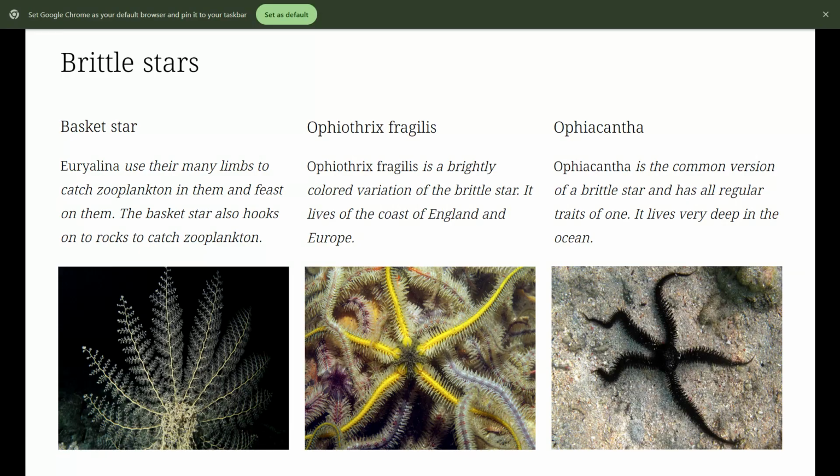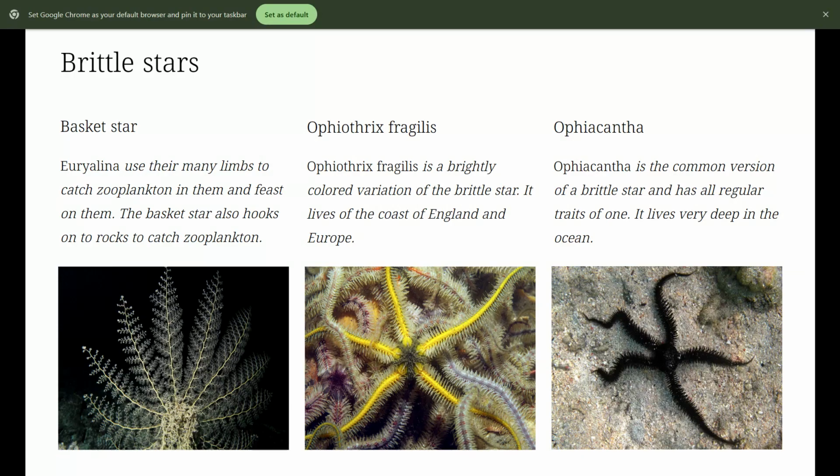The next one is an Ophiothrix fragilis. This doesn't really have a common name, but people just call it Ophiothrix fragilis. It's a brightly colored variation of the brittle star. It lives on the coast of England and Europe.